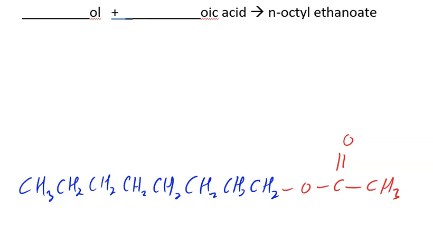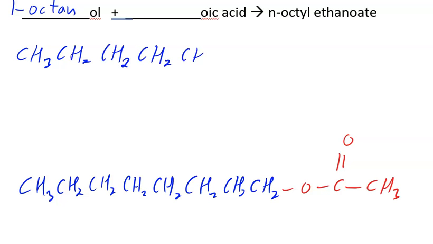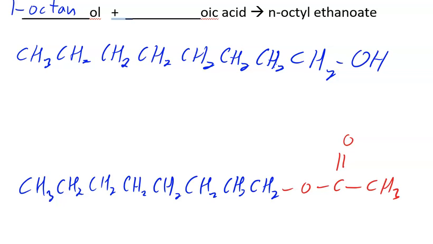So the alcohol needs to be 1-octanol. So we would have, again, a CH3, a CH2, and a bunch of these in a row. Can't even count. 1, 2, 3, 4, 5, 6, 7, 8. Nope, not a 3. That would be octane. A CH2, and then an OH on the first carbon, because that's what makes it stick to the first carbon. And then we're going to have this part right here.